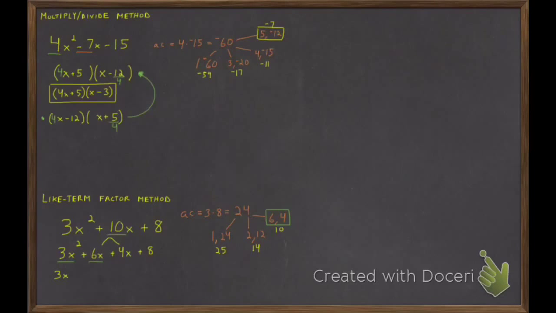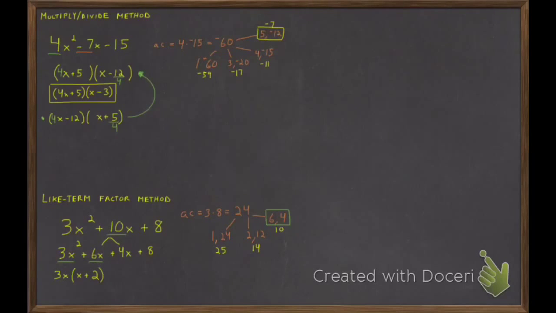So if I was to say 3x, I could then put in parentheses an x, because 3x times x would give me my 3x squared. And then I could plus what? 3x times what number will give me 6x? And we know that that number is 2. So 3x squared plus 6x can be rewritten as 3x parentheses x plus 2.